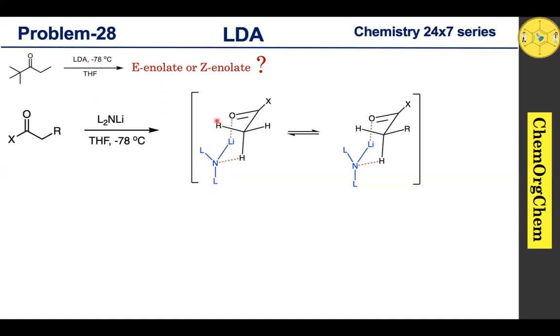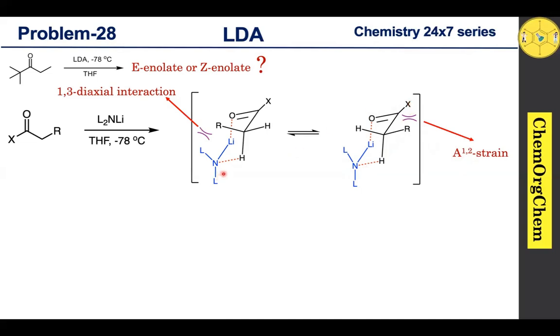If you have a larger R group or larger L group, this particular cyclic transition state experiences heavy 1,3 diaxial interaction. If there is heavy 1,3 diaxial interaction, the equilibrium shifts towards the formation of the other six-membered chair-like transition state. However, this six-membered chair-like transition state also experiences A1,2 strain. This A1,2 strain arises because of the larger X group as well as the larger R group.